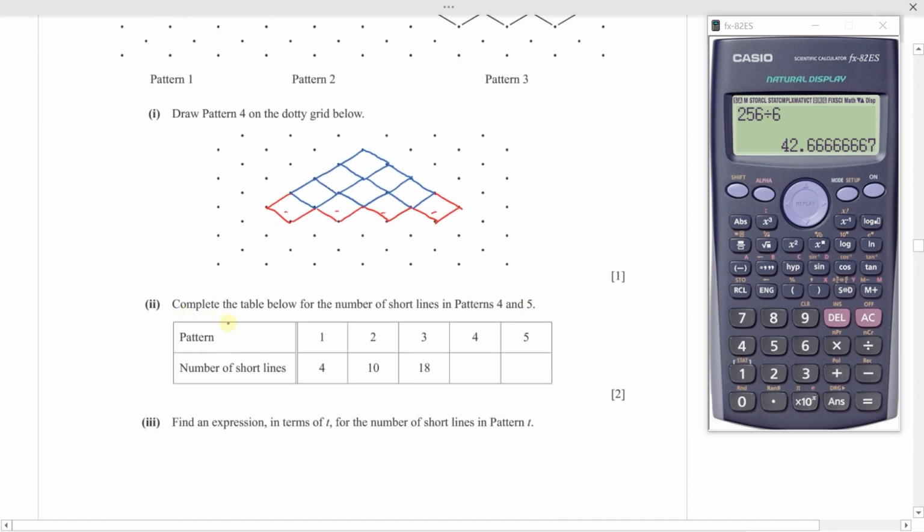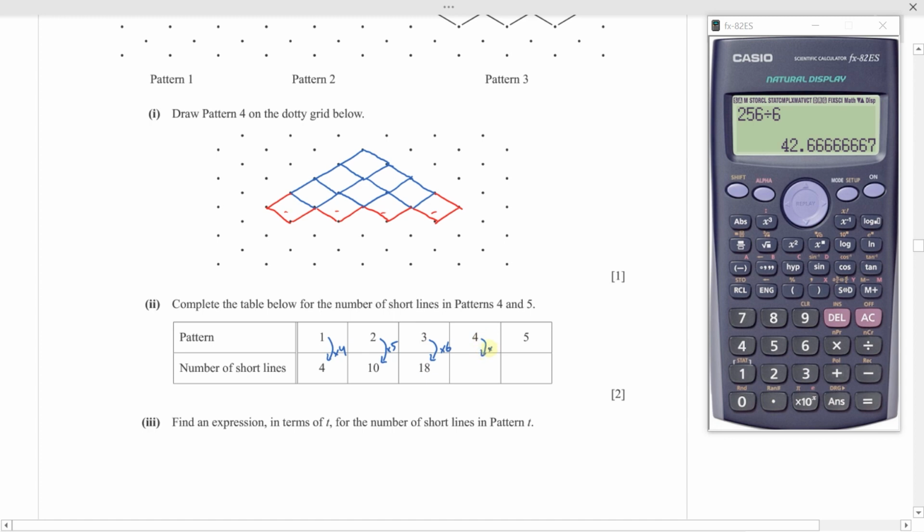The next part is complete the table below for the number of short lines in pattern 4 and 5. So if you observe this, the number of short lines and then pattern number here. So here you have pattern number 1, you have 4 short lines. In pattern number 2, you have 10 short lines. Pattern number 3, you have 18 short lines. So here you multiply it by 4 to get the number of short lines. Here you multiply the pattern number by 5 to get 10 short lines, and then here you multiply it by 6. 6 times 3 is 18.